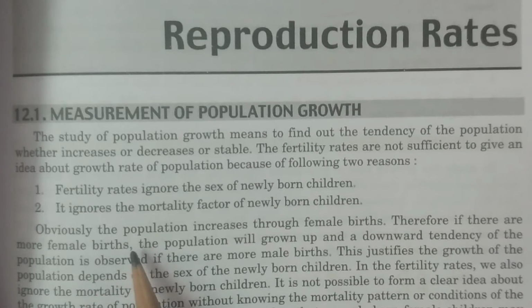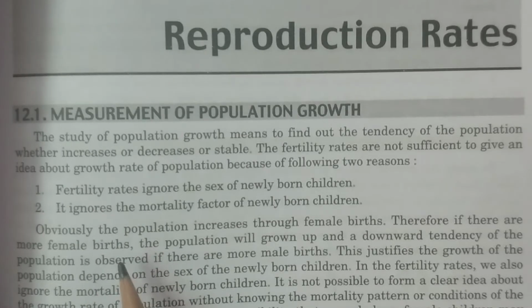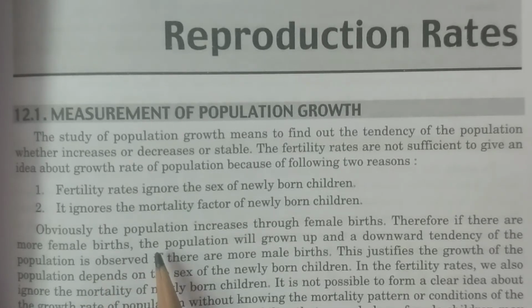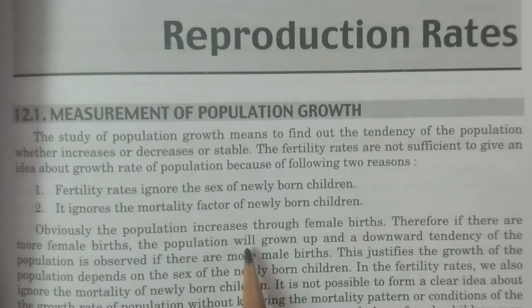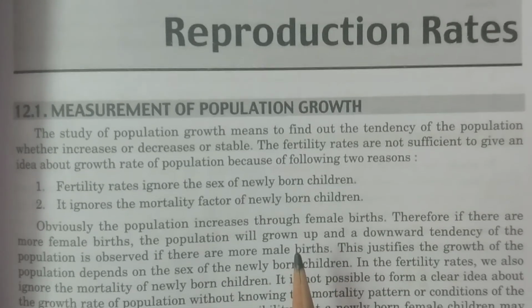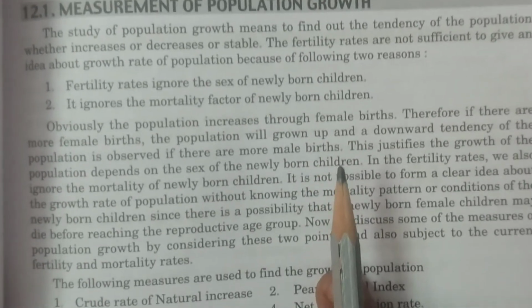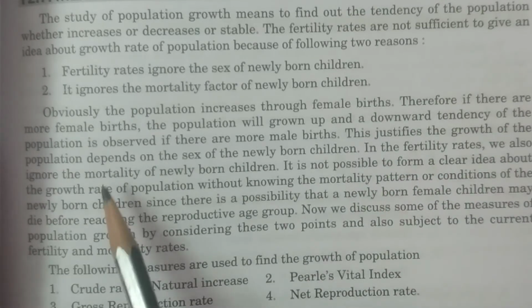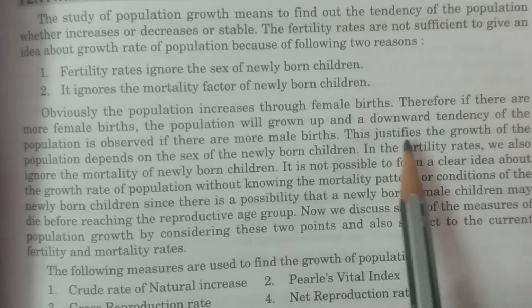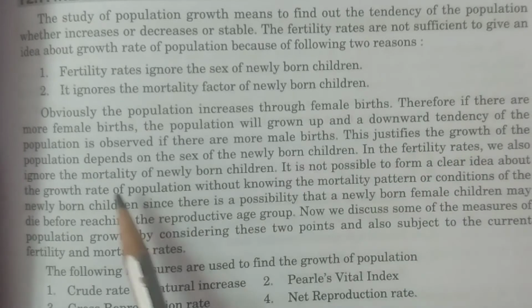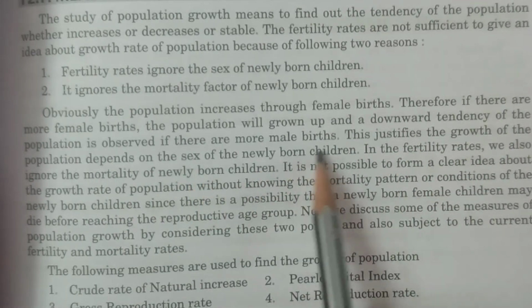So now you see further some of the important points we have. Obviously, the population increases through the female births. That is our final decision. You have to think in this direction. Therefore, if there are more female births, the population will grow, and a downward tendency of the population is observed if there are more male births.